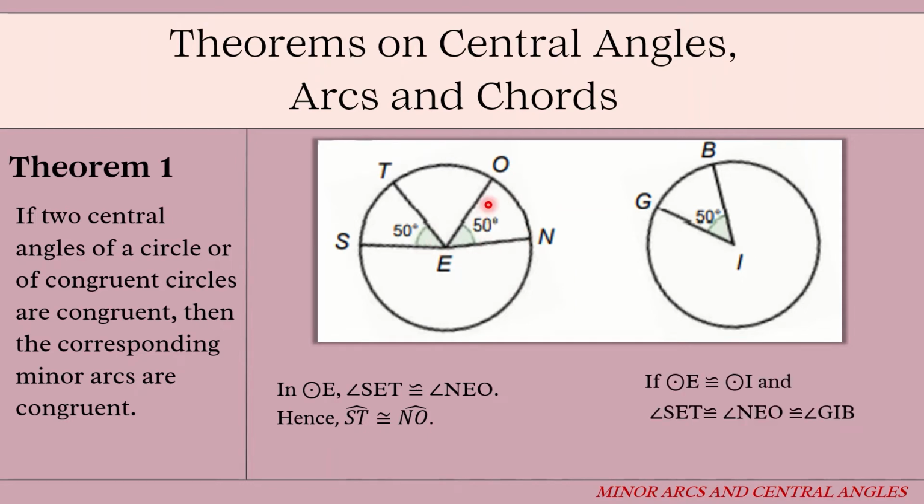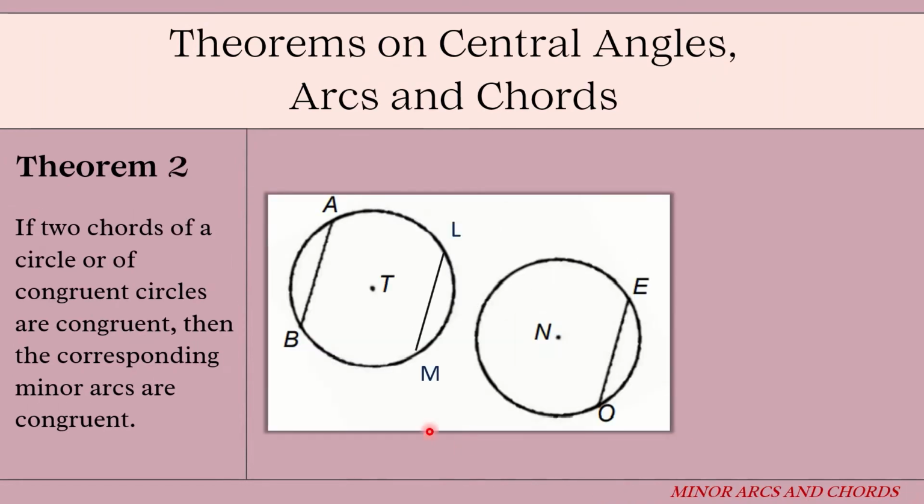Another example, if circle E is congruent to circle I and angle SET, angle NEO, and angle GIB are congruent, and evident yan kasi ang degree measures nila ay 50 degrees, then we say that their intercepted arcs are also congruent. So arc ST is congruent to arc NO and also congruent to arc GB.